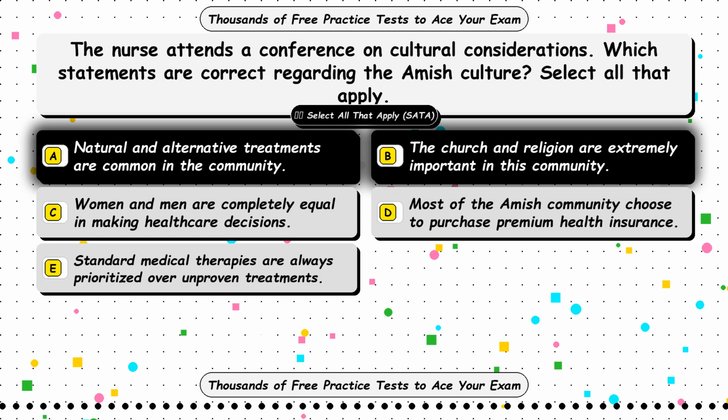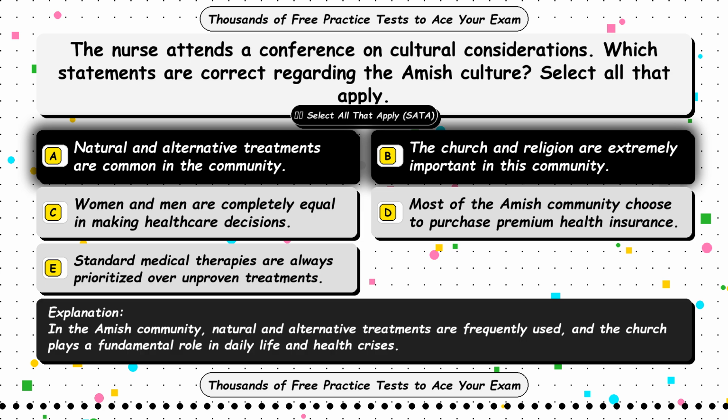The correct answers are options A and B. Natural and alternative treatments are common in the community. The church and religion are extremely important in this community. In the Amish community, natural and alternative treatments are frequently used, and the church plays a fundamental role in daily life and health crises.